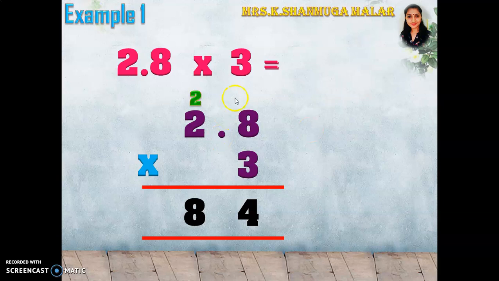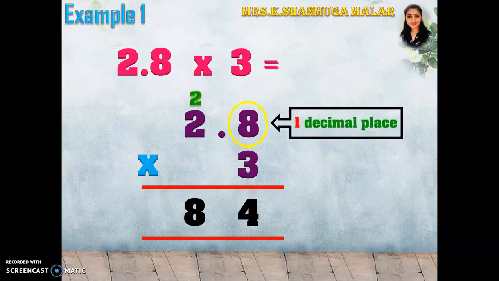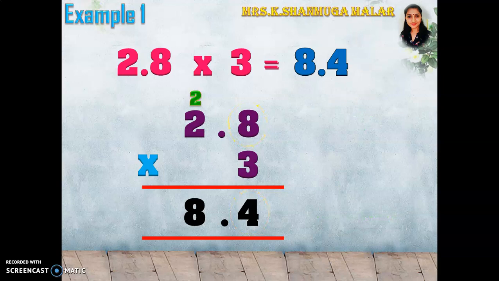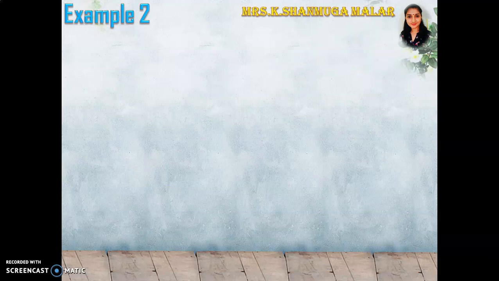Students, after this decimal, we call it the decimal place. So, in this question, we have one decimal place. Students, we must place the decimal after one number. Do you understand, students? So, the answer for this question is 8.4. Let us look at the second example.